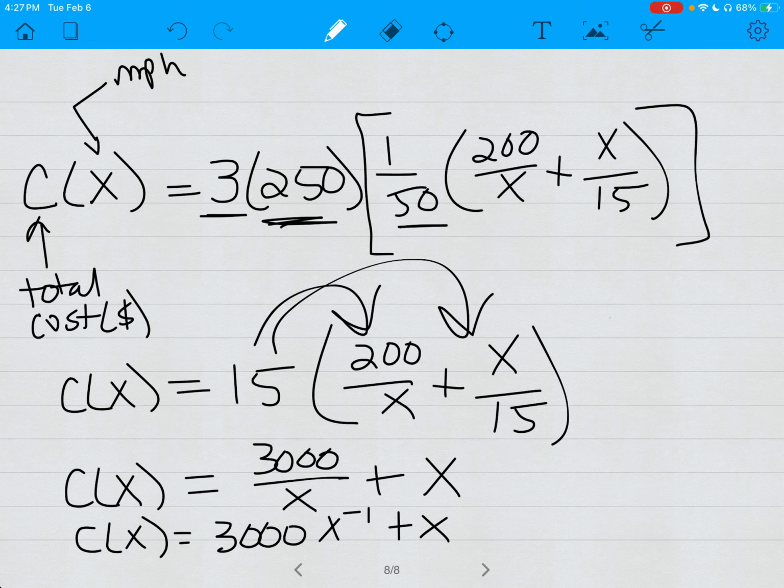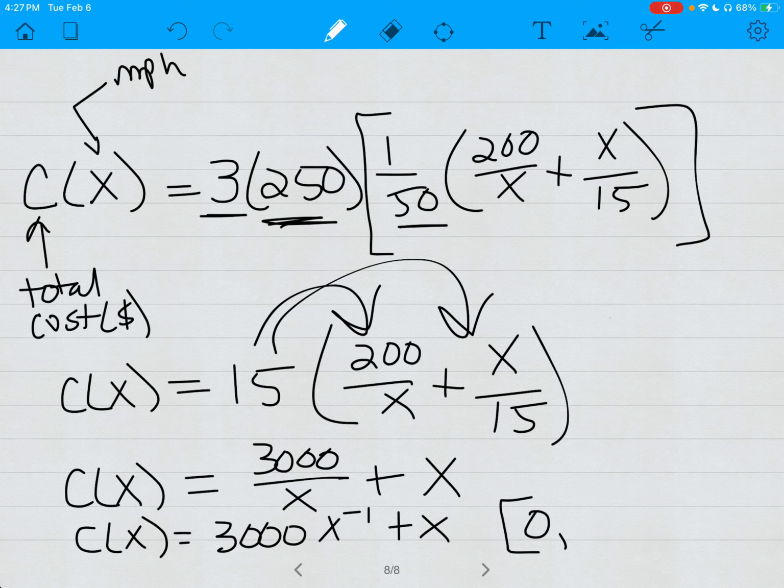Now, I'm going to make an assumption here. The assumption that I'm going to make is that the minimum miles per hour that the vehicle could travel is 0. That would represent a stationary vehicle. And we certainly could include that.